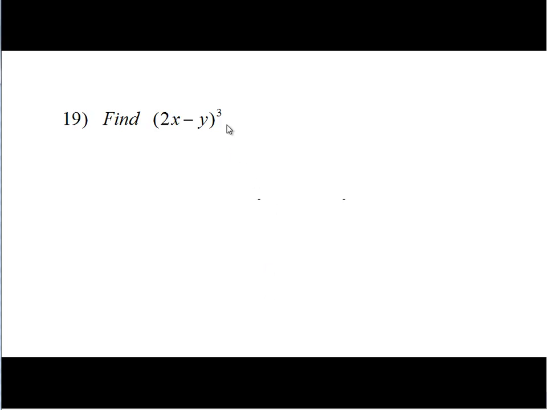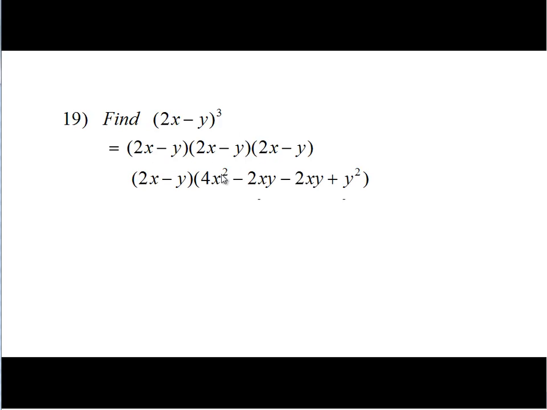And the 19 cubed means write it 3 times, so I write it 3 times. And I left the front one. You could leave the back one, and I do these. 2x times 2x is 4x squared. 2x times y, and then y times 2x is 2xy, and y times y is plus y squared. And I combine these, middle 2. So I have 2x minus y times 4x squared minus 4xy plus y squared.